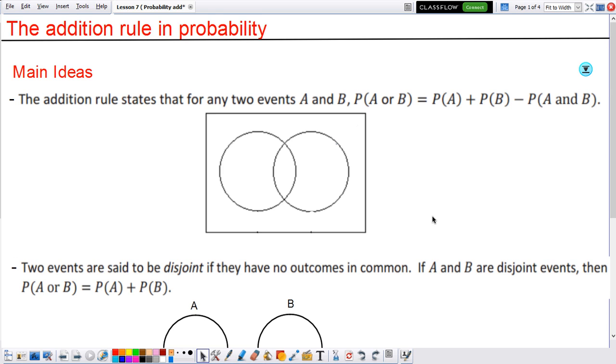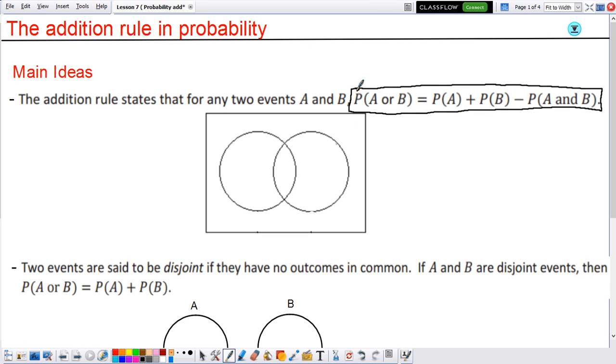Now, today we will talk about the addition rule in probability. The main idea here is the following. We are going to use the addition rule because it states that for any two events, A and B, if we want to find the probability of events that have the word "or", where you have to choose either one or the other, we will use the following formula.